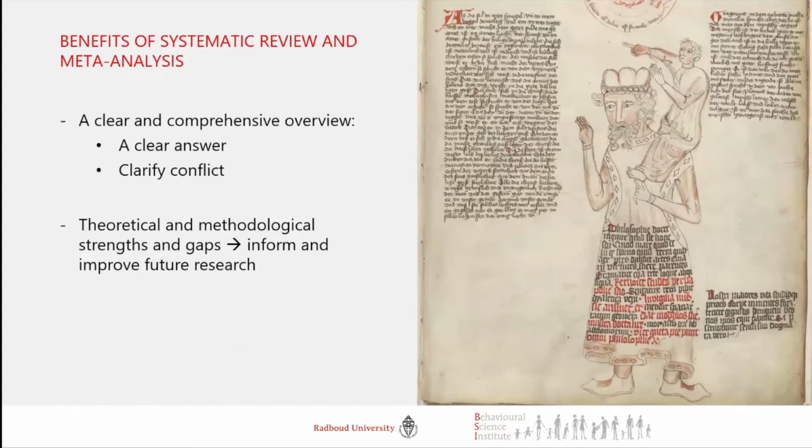So the benefits of systematic reviews: they give you a clear overview of your research topic. You can maybe even see, oh, a clear answer is already given to some effect, I don't need to do more research on it. And it can also clarify conflicting evidence. Another use is that by reviewing papers, you can identify theoretical and methodological gaps in the field, and that could, of course, inform future research. So I would say in a nutshell, systematic reviews are a good way to stand on the shoulders of giants.